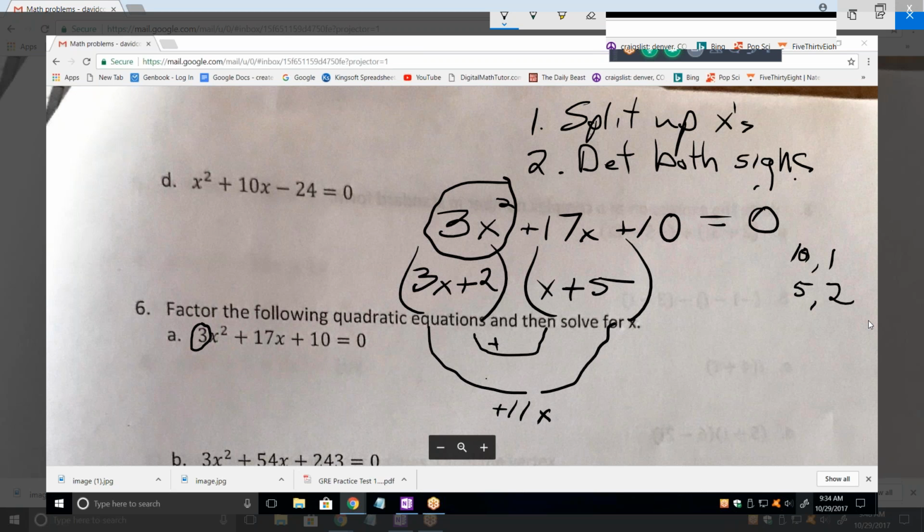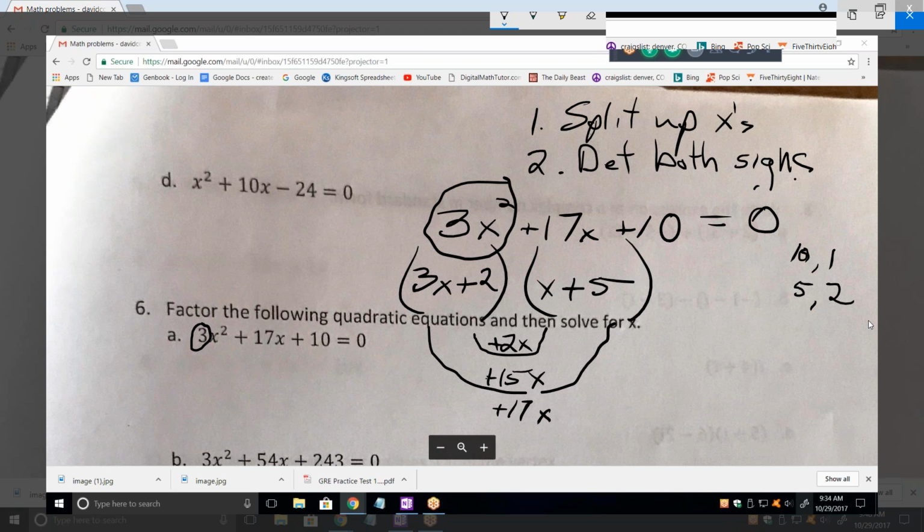Plus 2x. I would use the plus sign here just because you're going to be adding it to something else that could be plus or minus. What's the outside? 15x. Plus 15x. That adds to 17x, which is the correct middle term, which means we did it right.